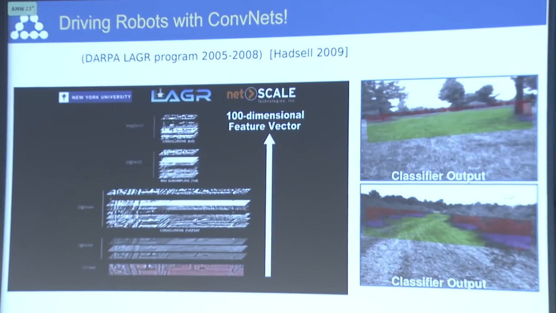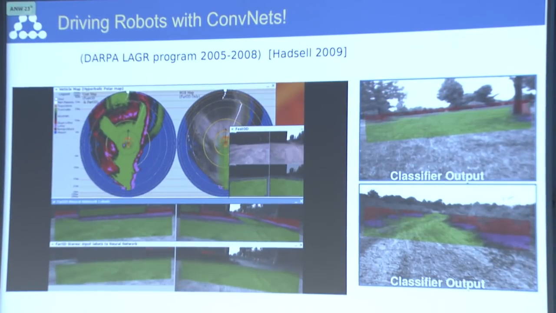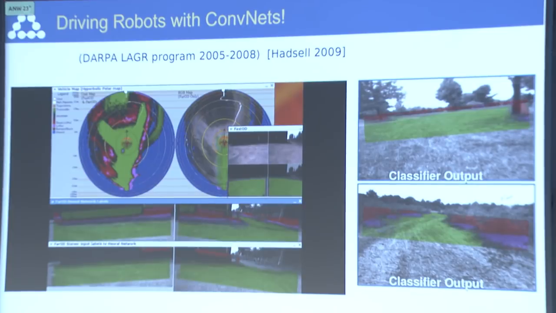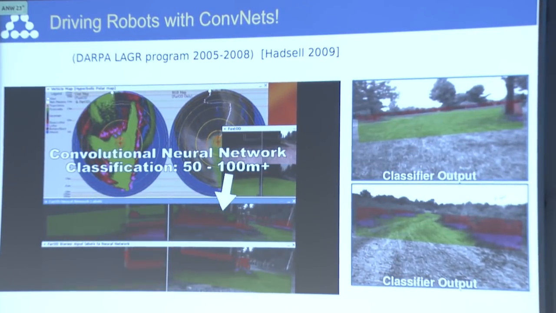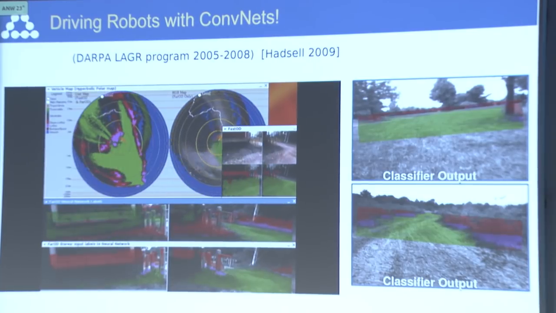This is a project I worked on the first few years I was at NYU, and we were able to train one of those deep learning systems. It wasn't called deep learning at the time. To essentially drive a robot off-road and avoid obstacles. And the system more or less trained itself, which is very interesting.